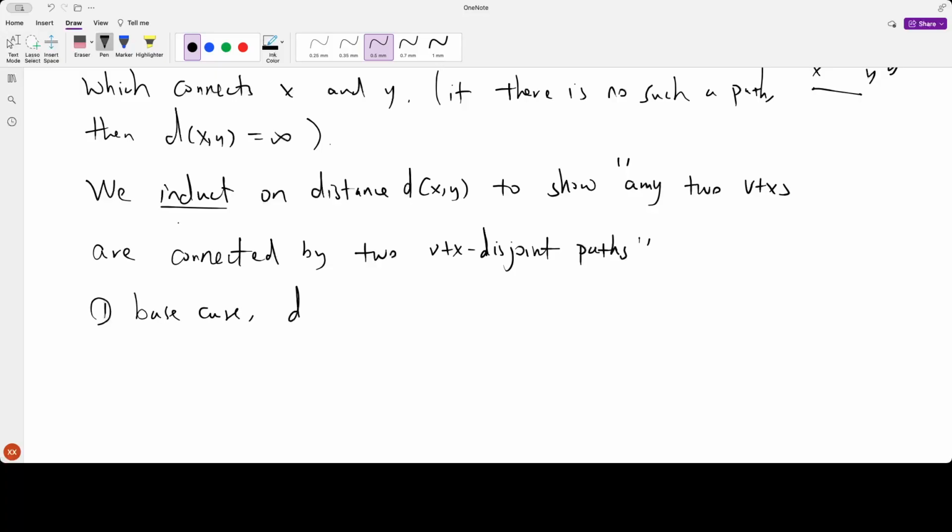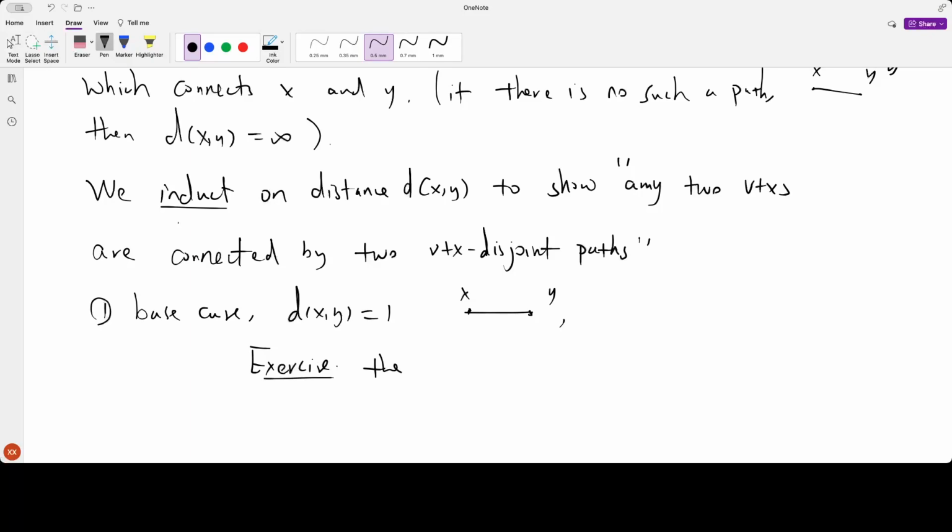Base case, d(x,y) is 1. So it means that xy has an edge between them. There is an exercise I want you to do in the list of this week. The exercise says the following.